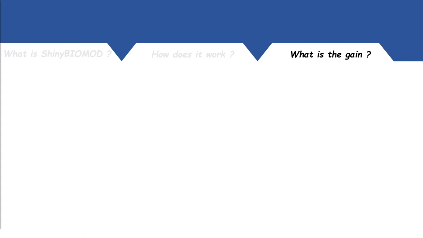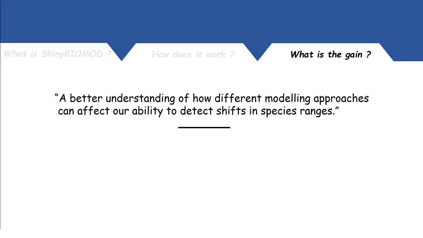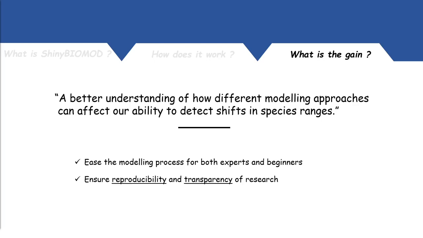Shiny Biomod extends the ability of Biomod to deal with common issues encountered when modeling species distribution, which results in a better understanding of how different modeling approaches can affect our ability to detect shifts in species ranges. Species distribution modeling comprises several steps which require knowledge in programming, statistics, and of course biology, biogeography, and ecology of species. Shiny Biomod provides an easy-to-use interface to facilitate this process, but also to ensure reproducibility and transparency of research.